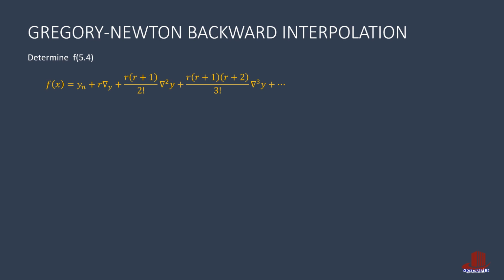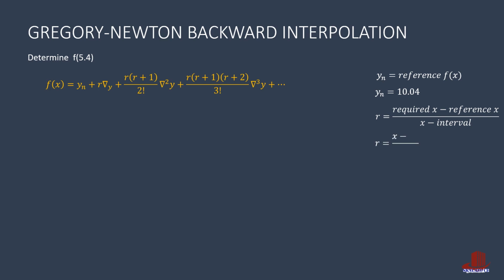Next is to dissect each parameter. Y sub n is the reference y, which is the closest y after the required y. In this example, the nearest y to the unknown is 10.04. R is taken this time as the required x less the reference x all over the x interval. This is written as x minus x sub n over h. This is 5.4 minus 6 over 1, giving negative 0.6.